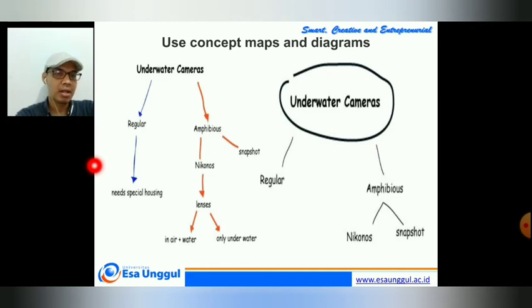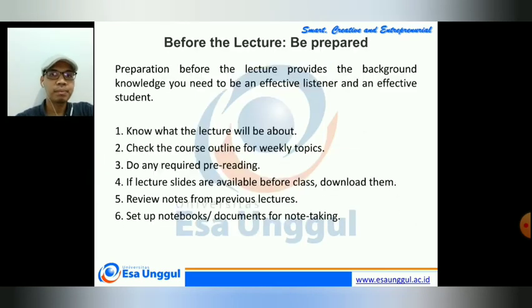Or you may just make it simple, like in the right one, or the left one on your screen. Underwater camera, regular, amphibious, snapshot. You may just make it as simple as possible. Yeah, just make it simple.